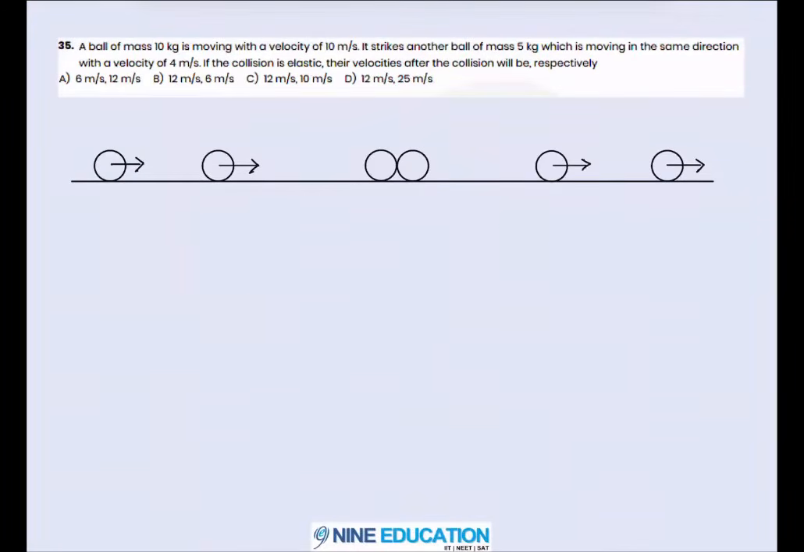Now, in this particular question, it is a collision based question. According to the question, the first ball, whose mass is 10 kg, is moving with a velocity of 10 meter per second, while the second ball, whose mass is 5 kg, is moving with a velocity of 4 meter per second. After the collision, the 10 kg block will move with a velocity v1, let's say, while the 5 kg block will move with a velocity v2. To calculate v1 and v2 in a faster way, the best way is to directly apply the collision formula.